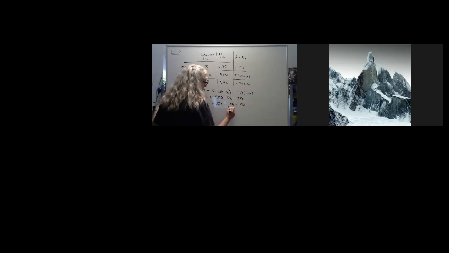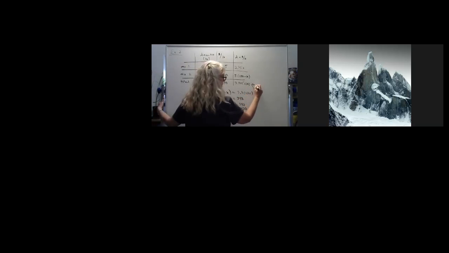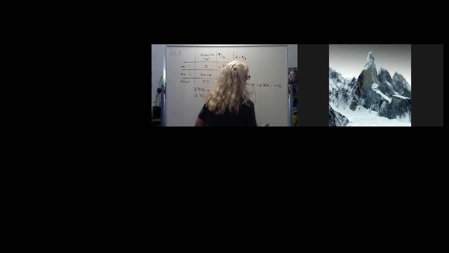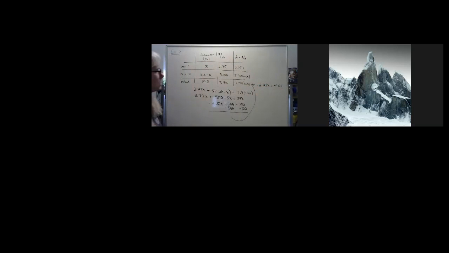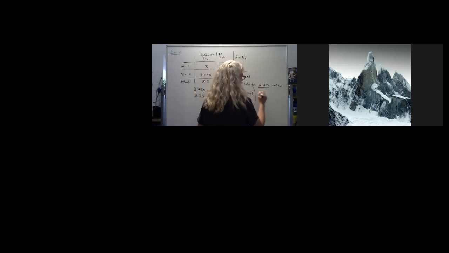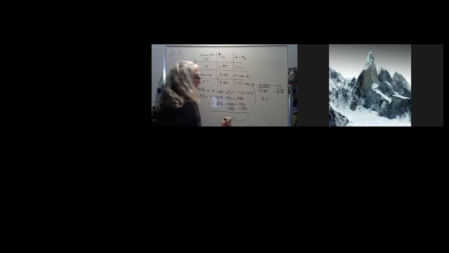We'll go ahead and move the 500 to the other side. I know I'm a little low on the board, so I'm going to move over here. That's going to give me a negative 2.25x equals a negative 110. And then finally, we'll divide out the negative 2.25, and the negatives will divide out, so it's okay that you got a negative because it's going to divide out. And then I just need to take 110 and divide it by 2.25. And when you do that, you get 48.9.